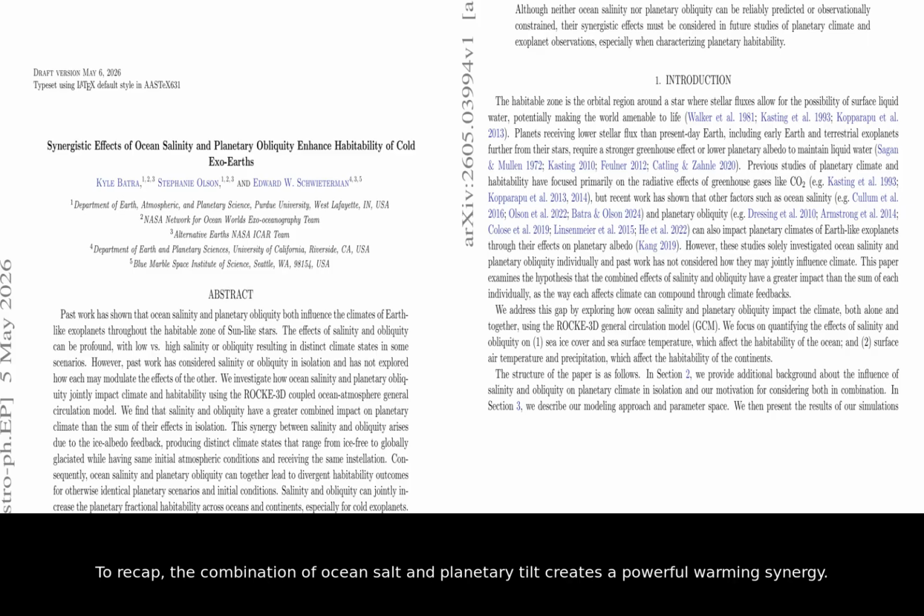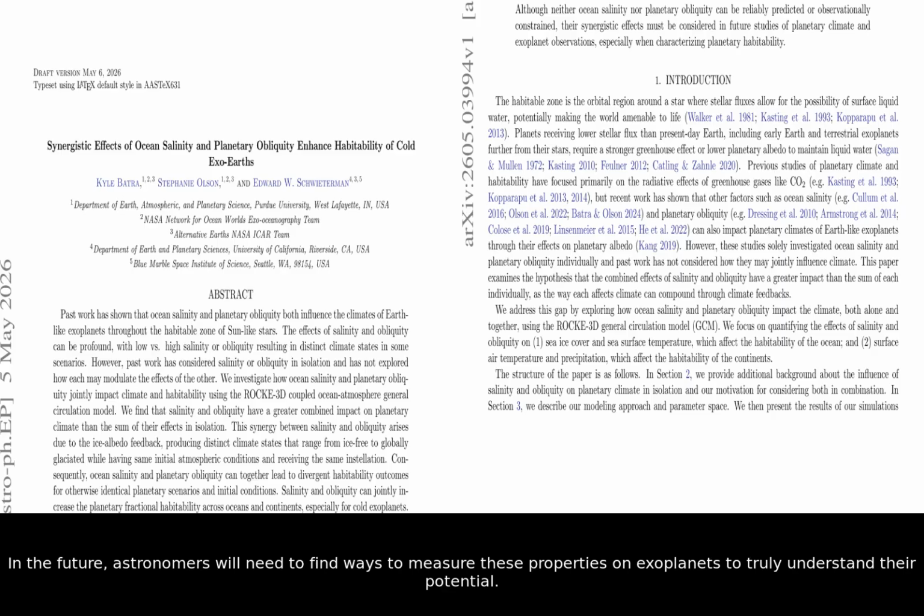To recap, the combination of ocean salt and planetary tilt creates a powerful warming synergy. This discovery expands the habitable zone and gives us more places to look for alien life. In the future, astronomers will need to find ways to measure these properties on exoplanets to truly understand their potential.